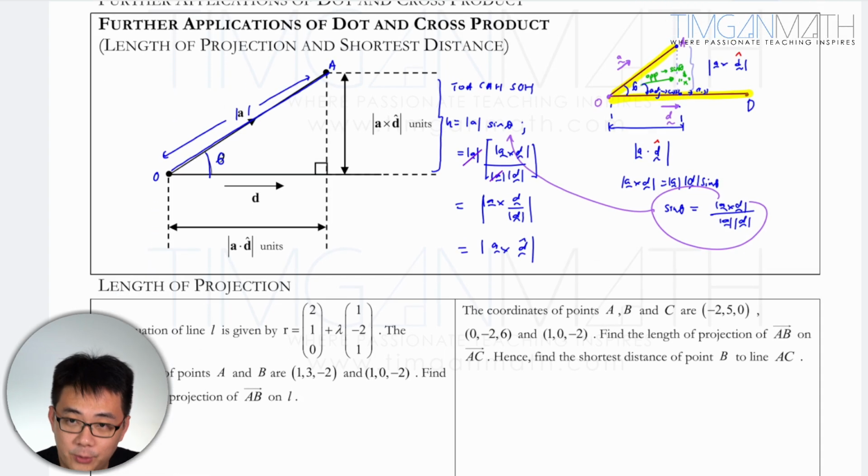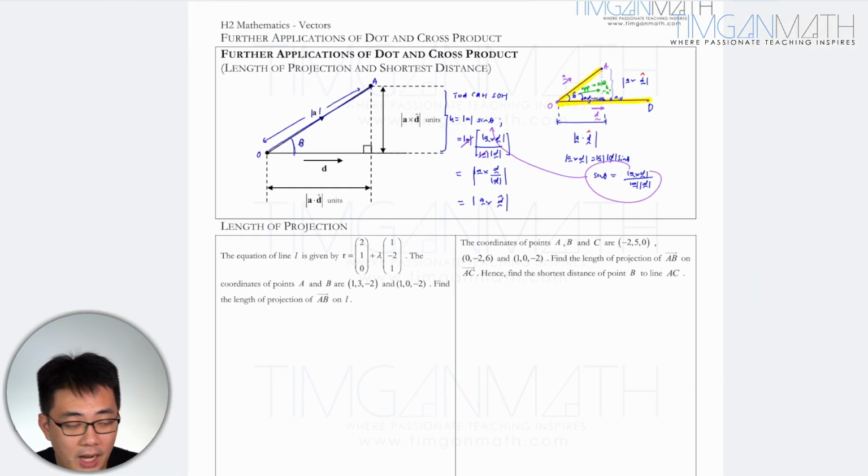As for length of projection, let me explain a bit. I do not want you to understand length of projection from the idea that length of projection should be dot product, then a shortest distance should be cross product. Don't do that because you will confuse yourself.